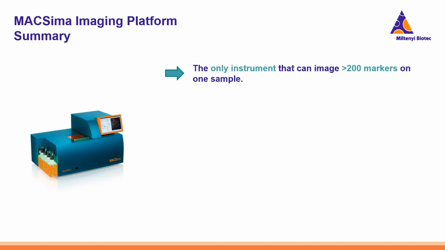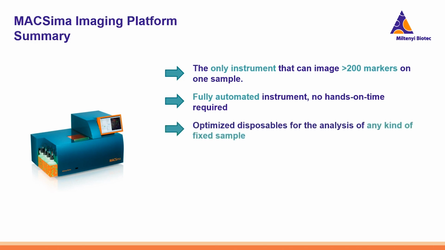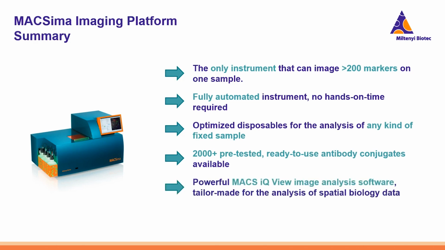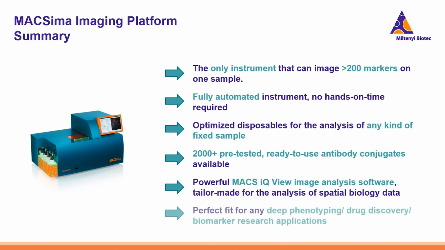To summarize, the Maxima Imaging Platform is the only instrument that can image more than 200 markers on the same sample. It is fully automated and there is no hands-on time required. It has optimized disposables for the analysis of any kind of fixed sample. More than 2,000 pre-tested, ready-to-use conjugated antibodies are available. And on top of that, we have a powerful MaxIQ View image analysis software that is specifically tailored for spatial biology analysis. And finally, it's a perfect fit for any type of deep phenotyping, drug discovery, biomarker research, and beyond.